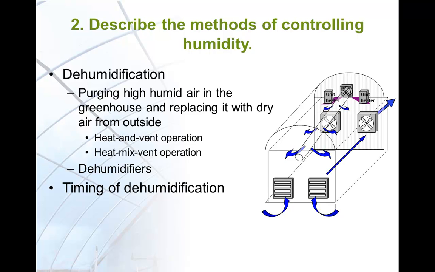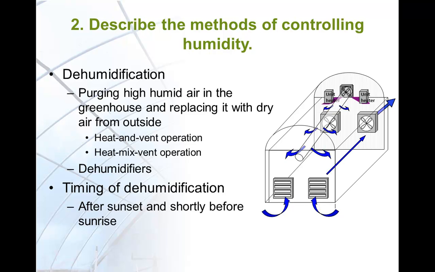Timing of the dehumidification is also important. Most often this is done after sunset or shortly before sunrise. After sunset is because the plant is still transpiring into the night, and this is when the highest humidity in the greenhouse is going to occur. And we want to reduce humidity going into the night so that humidity in the greenhouse remains low throughout the night.